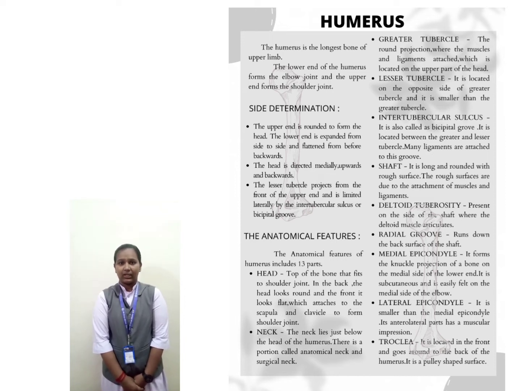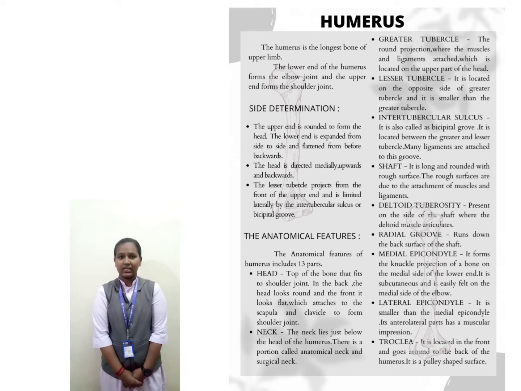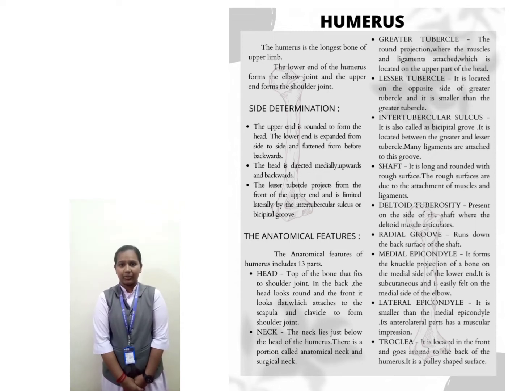Medial epicondyle. It forms the knuckle projection of the bone on the medial side of the lower end. It is subcutaneous and it is easily felt on the medial side of the elbow. Lateral epicondyle. It is smaller than the medial epicondyle. Its anterolateral part has a muscular impression.